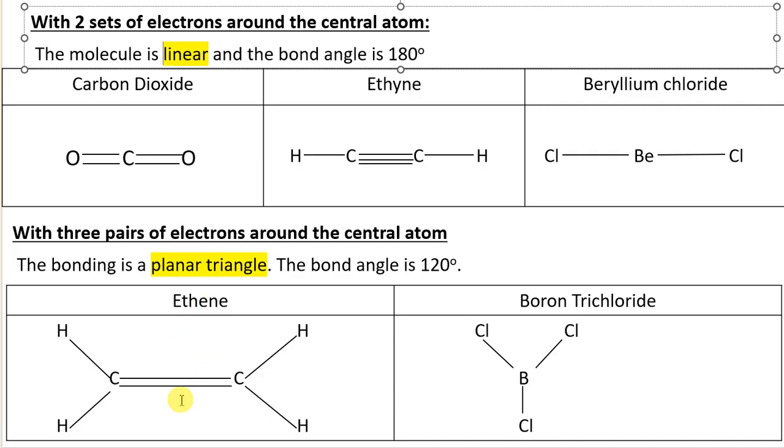Whether I've got a double bond, as in ethene, whether I've got 3 single bonds, as in boron trichloride. Boron, group 13, 3 valence electrons. It's using them in making the 3 covalent bonds to chlorine, nothing left over.